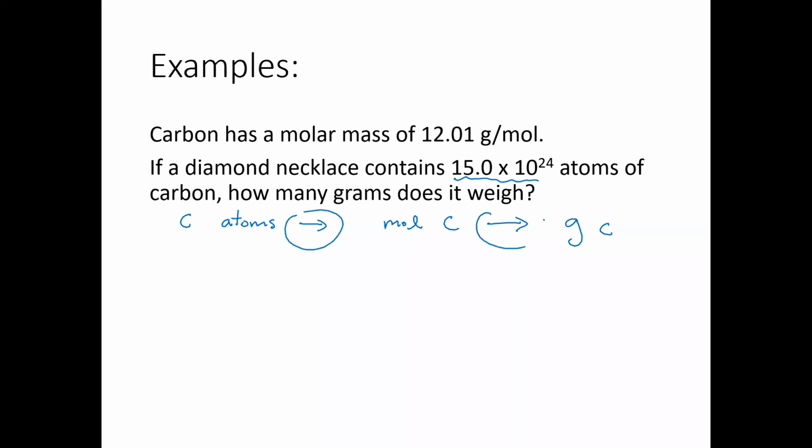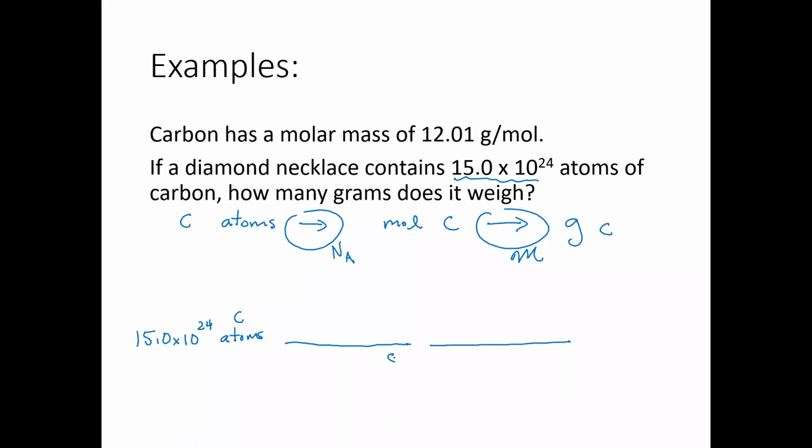2 steps. One is the number of atoms to the number of moles. Seems like an Avogadro's number calculation. The second one is moles to grams. Seems like a molar mass calculation. So let's set it up. 15.0 times 10 to the 24th atoms, carbon atoms. Going to have 2 arrows, means 2 fractions.